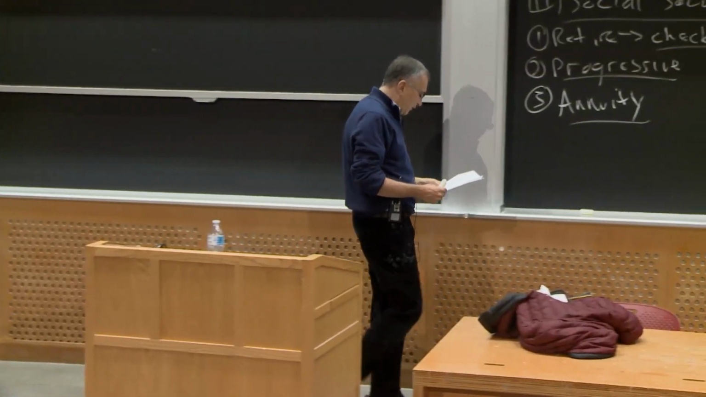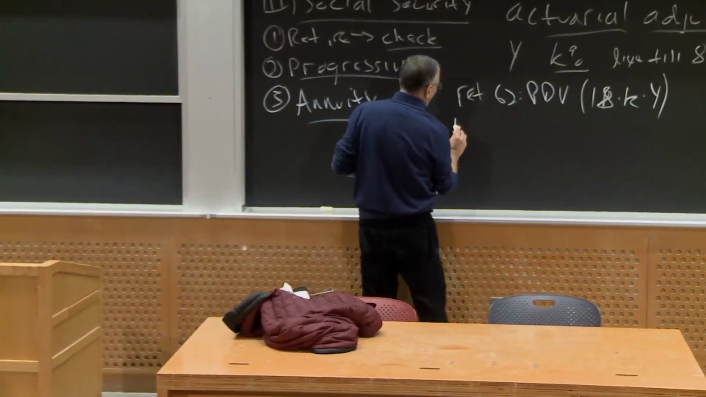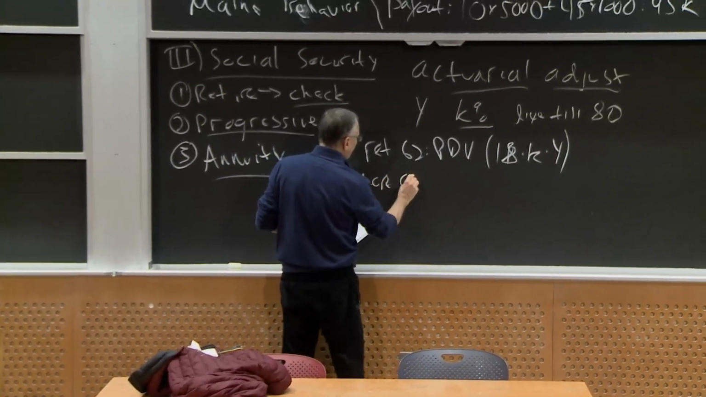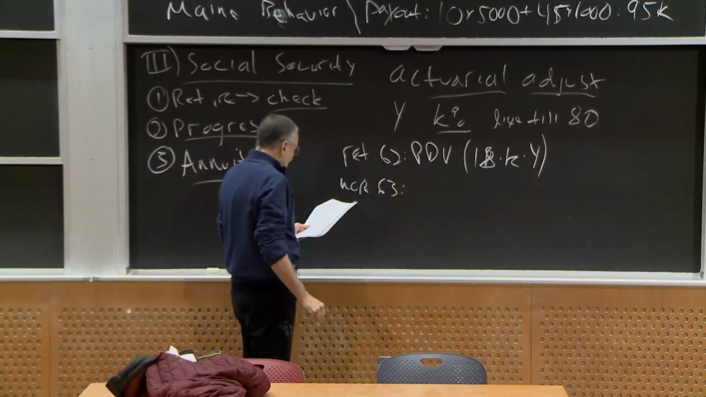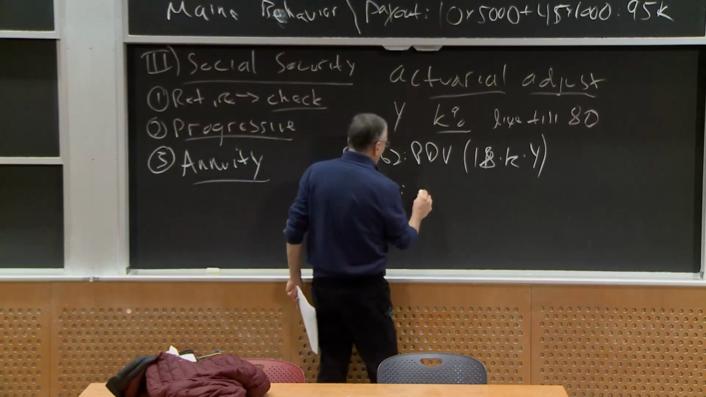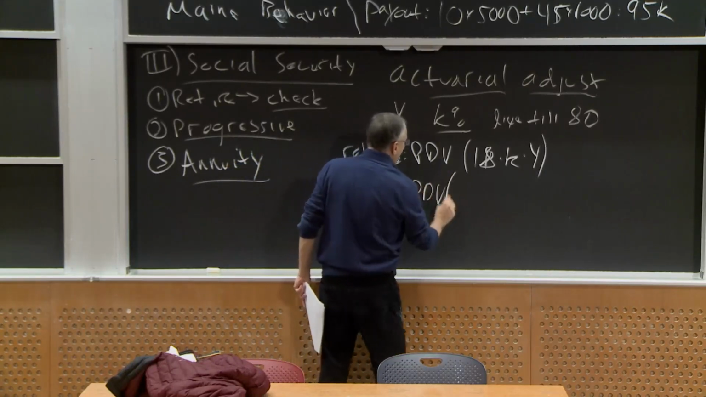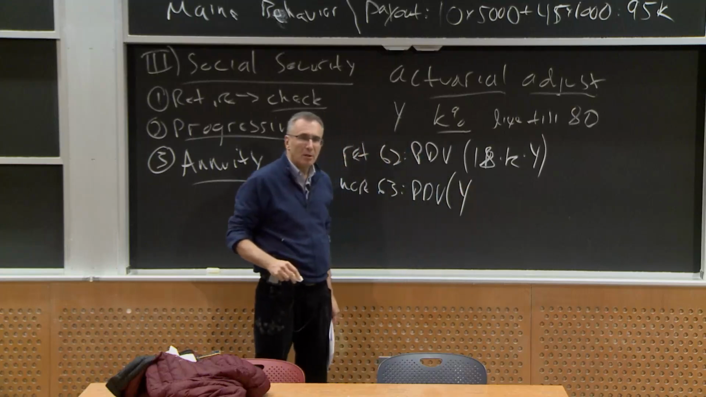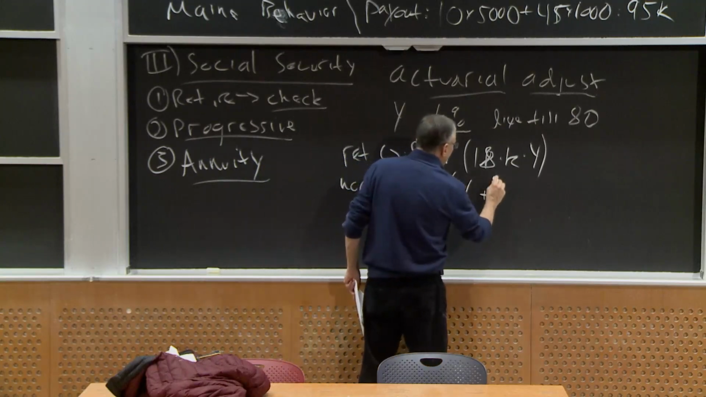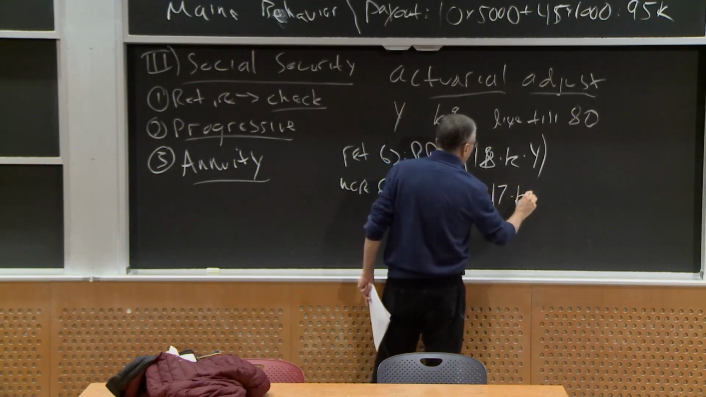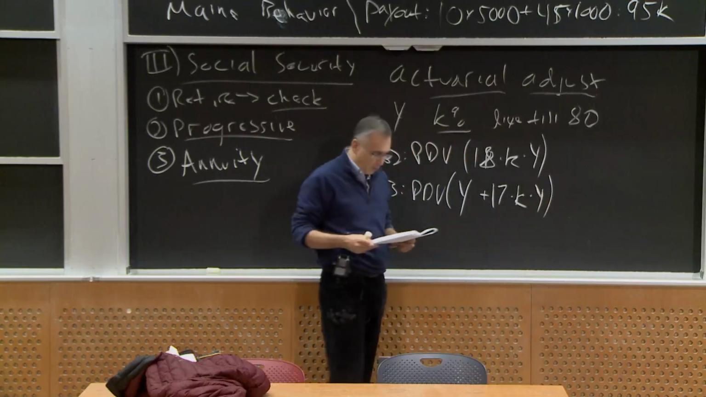If I work till 63, what do I get? Well, then I get Y, the PDV of Y this year, plus 17 times K times Y, because I get it for one fewer year.